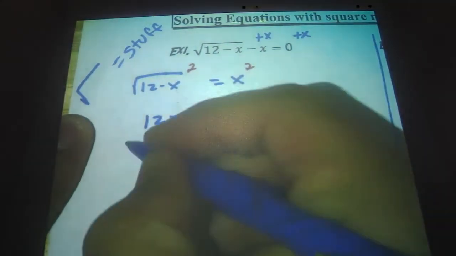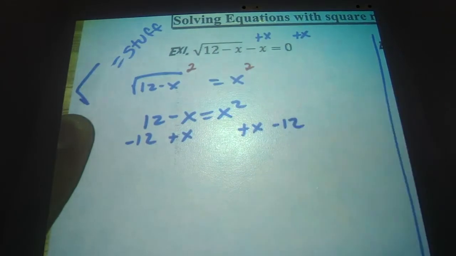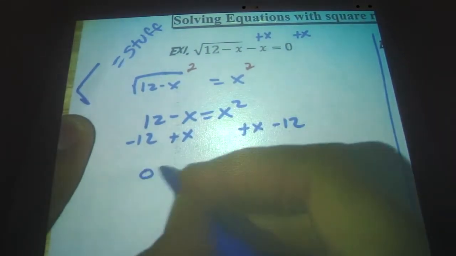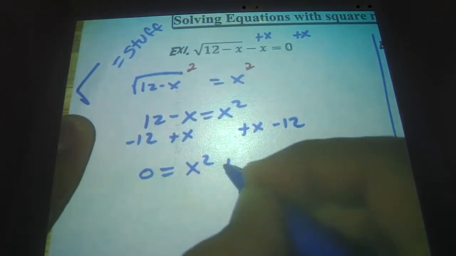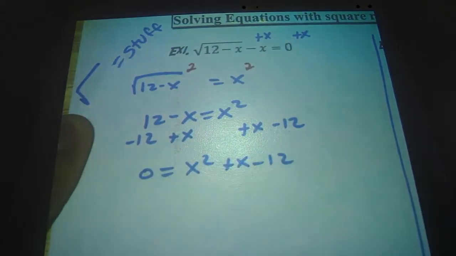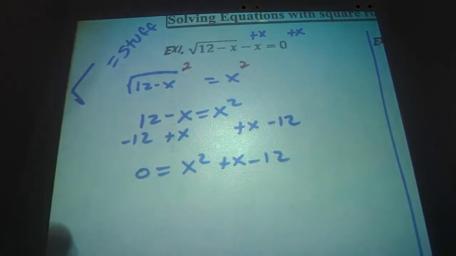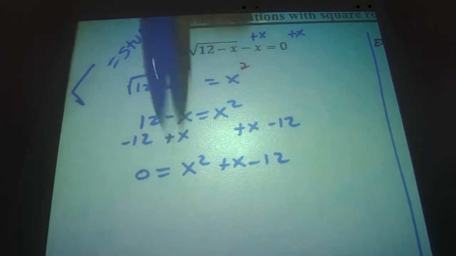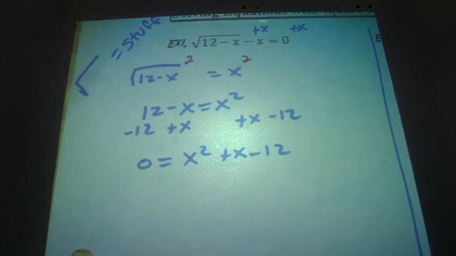So I'm going to do addition of x and subtraction of 12. So now I have 0 equals x squared plus x minus 12, or x squared plus x minus 12 equals 0. That way, this is a nice, pretty trinomial I can factor. Again, you could move that x squared over, but then that would be negative. And then you would probably divide by a negative anyway. So, all right, let's factor.